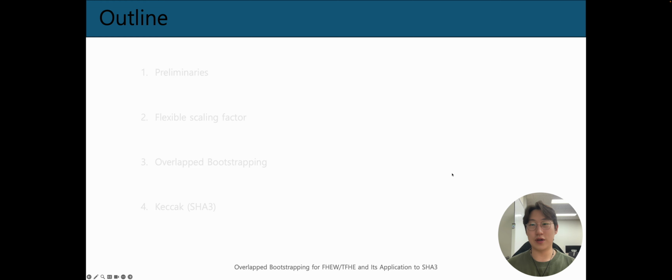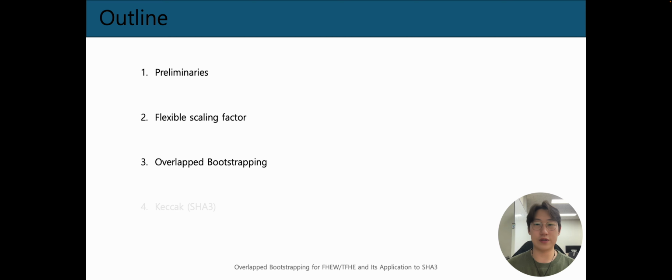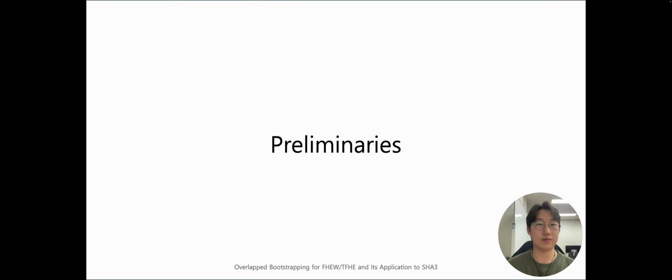Here is the outline of my presentation. I will begin with preliminaries, where I will review the background and notations used throughout this work. Then I will introduce our core idea, the flexible scaling factor, which plays a key role in reducing noise during homomorphic computations. After that, I will explain the concept of overlap bootstrapping, a method we propose to improve the efficiency of homomorphic computations. Finally, I will show how our method can be applied to evaluate Keccak, the SHA3 hash function.